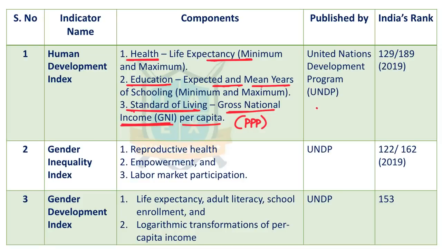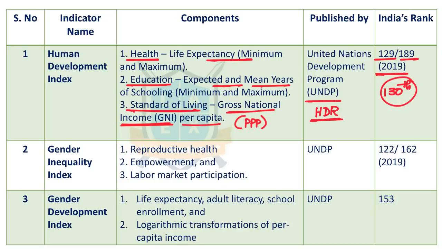This index is part of Human Development Report. Human Development Report is released annually by United Nations Development Program. This year, that is for the last year 2019, we have got 129th rank among 189 countries. Earlier we were at the place of 130th. Now we have improved one rank and we got 129th rank.